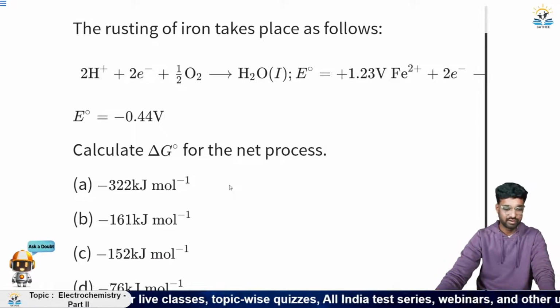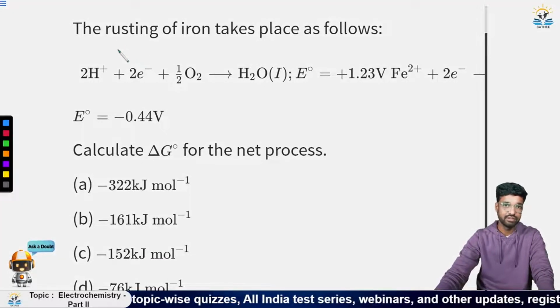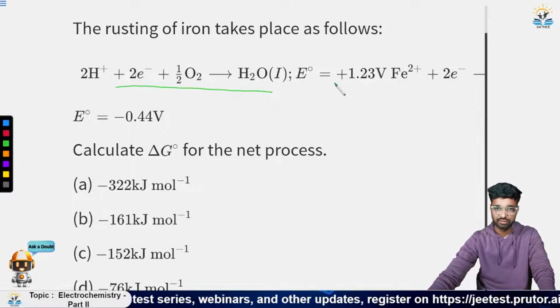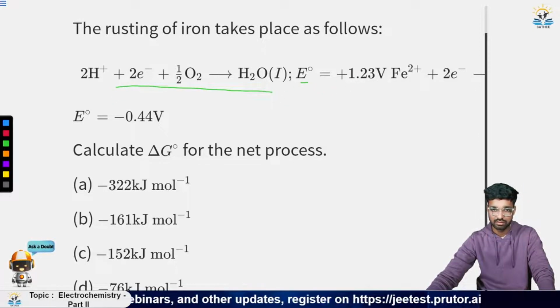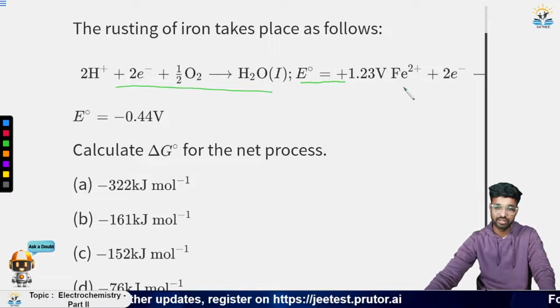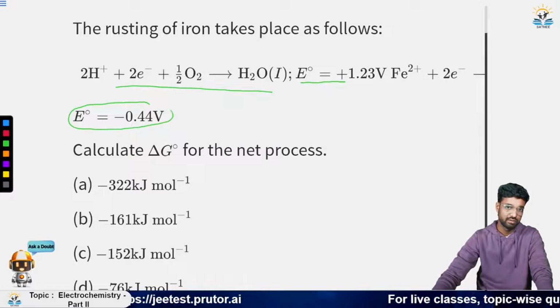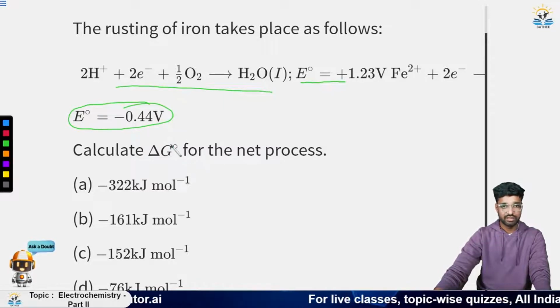So here is an example of rusting of iron that we have here. The rusting of iron takes place as follows. Its value is given. Similarly, we have another equation where Fe2+ is taking 2 electrons and its E naught value is given. So what we have to calculate is the delta G naught value.